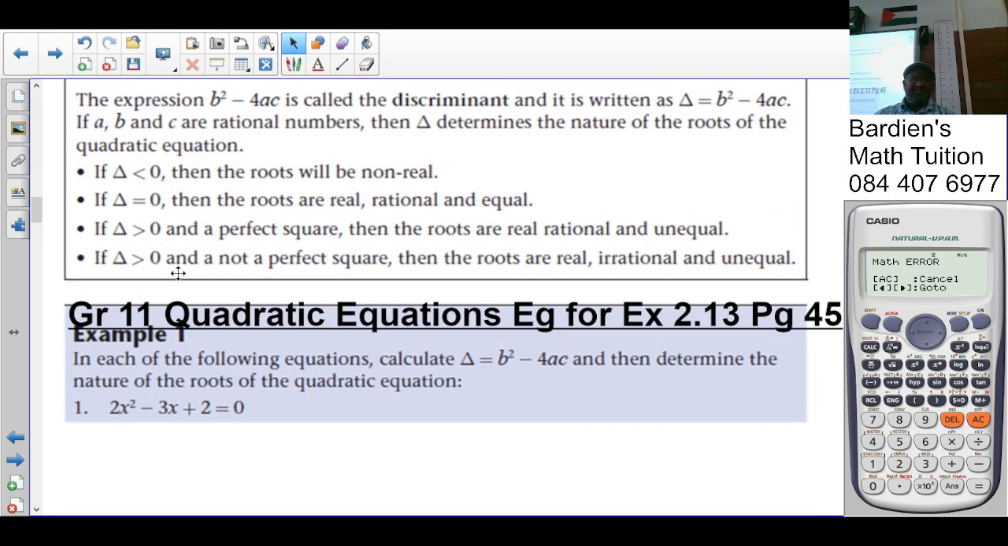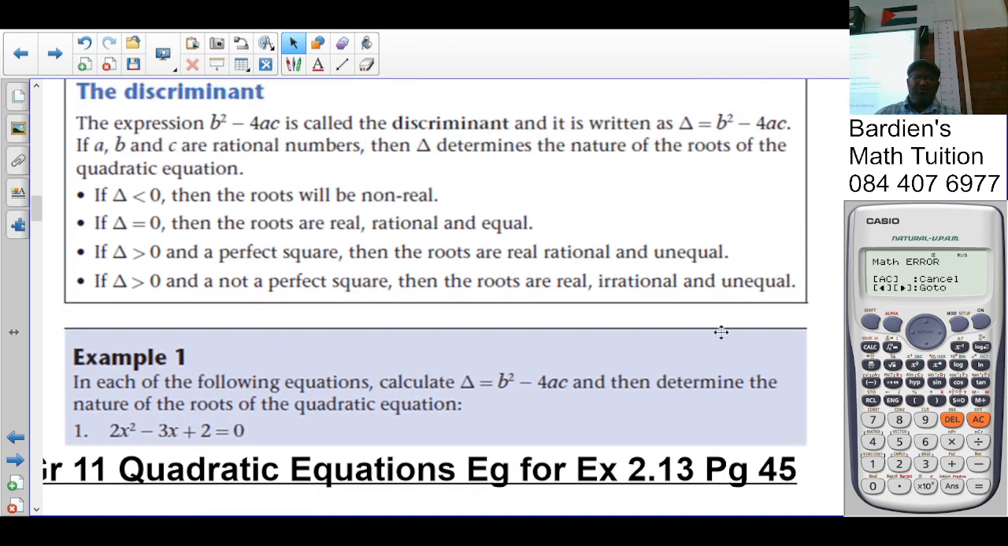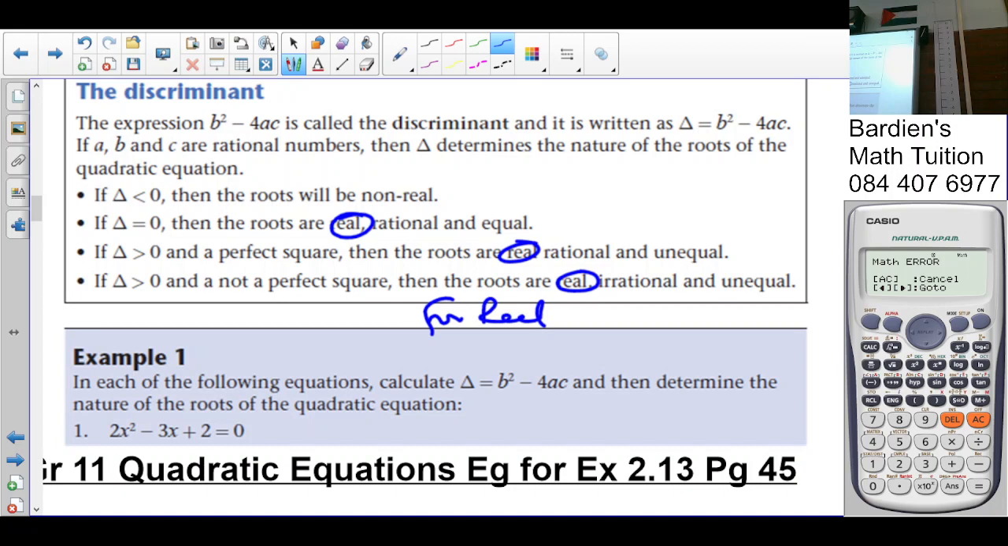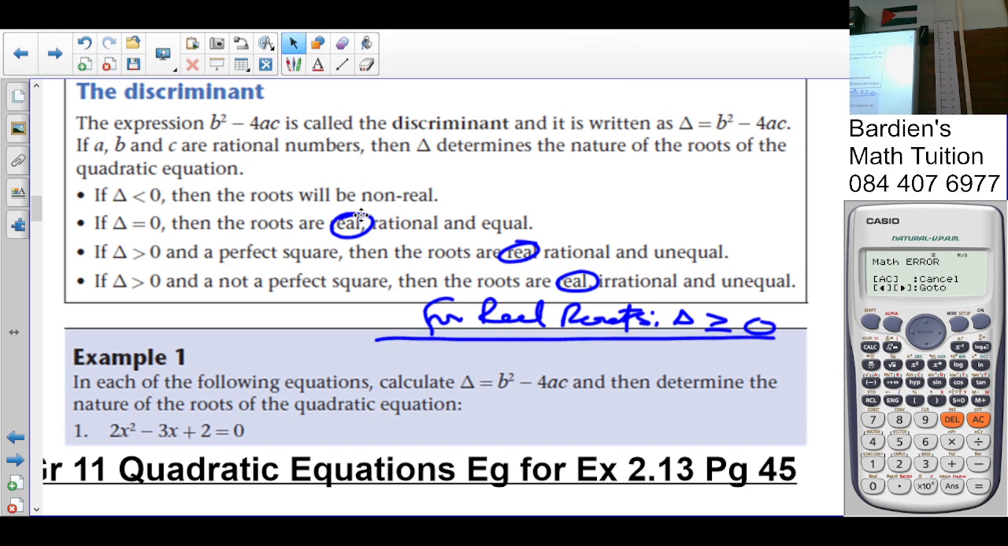However, if delta is greater than 0 and a non-perfect square, then the roots are real, irrational, and unequal. So the only time the roots are equal is if delta is equal to 0. If they say only that the roots are real, it covers all the real cases, which is sometimes forgotten or overlooked. So for real roots, delta is greater than or equal to 0. That's the condition.